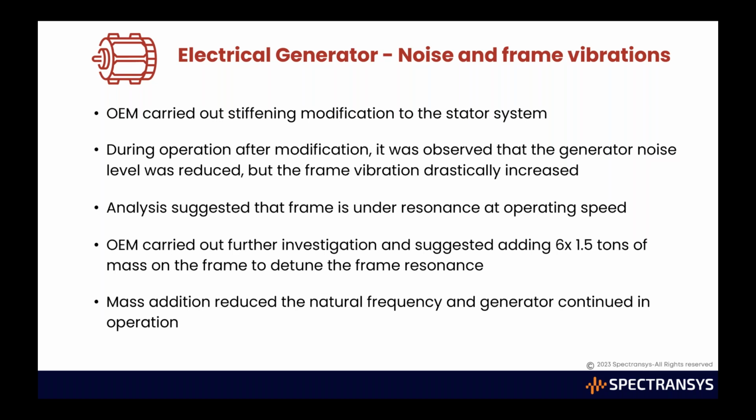Then they carried out further investigations and suggested that in order to change the natural frequency of the generator frame, here again you have two parameters. You change the mass or change the stiffness. Based on the generator structure, it is not easy to change the stiffness of the housing. So they preferred to add mass: 6 times 1.5 tons, around 9 tons of mass, was added onto the generator structural frame to detune the frame resonance. By adding the mass, you reduced the natural frequency and brought it well below the operating speed. So the mass addition reduced the natural frequency and the generator continued in operation.